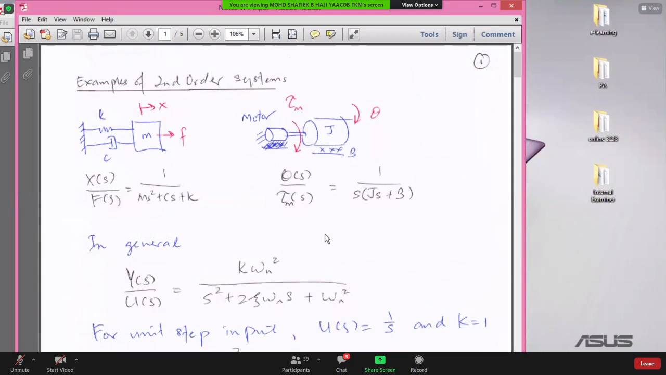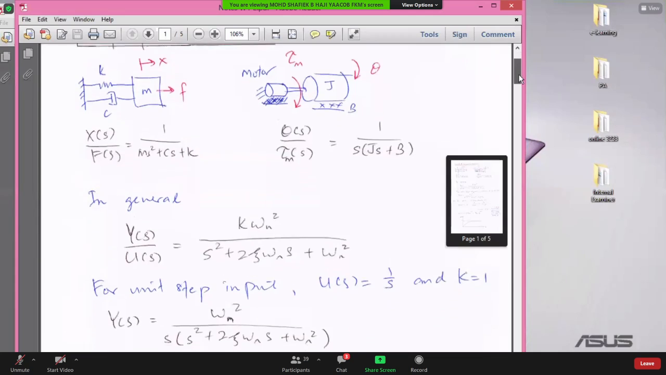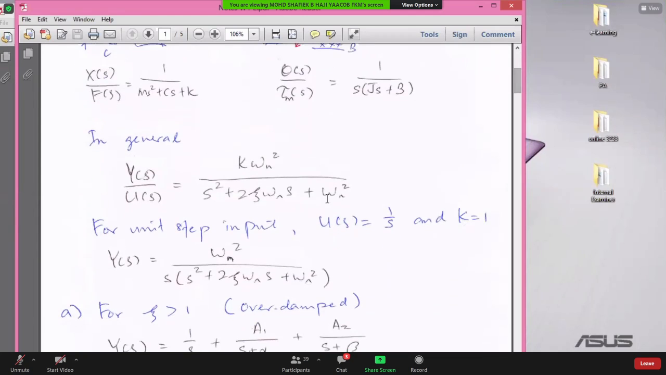And today we are going to learn how we can get the time response of a second order system. So in general, this is the transfer function of the second order system. K is known as the system gain, omega n is known as the natural frequency, and zeta is known as the damping ratio. You might want to ask, why do we take all the trouble writing the second order system this way?